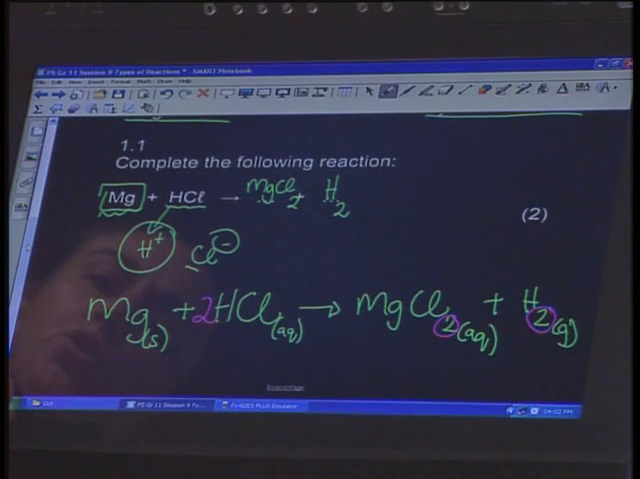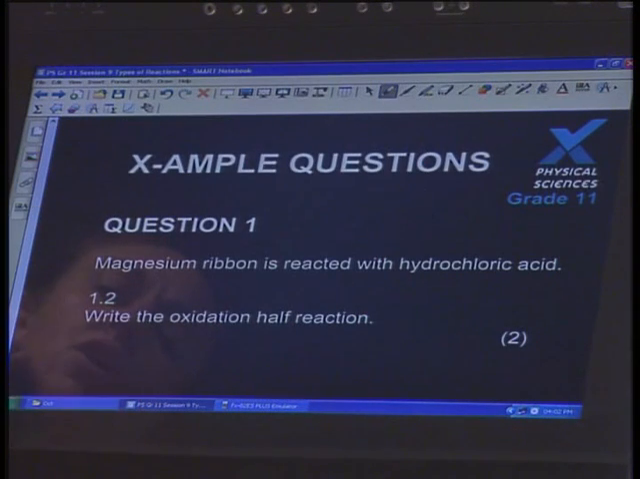Let's look at 1.2. 1.2 asks us to write the oxidation half reaction for this specific reaction that has taken place. For us to know that, we need to go back and think about which element over here lost its electrons. That's right, if you remember the previous slide, I spoke about the magnesium that loses the electrons to go and become a positive ion over there.